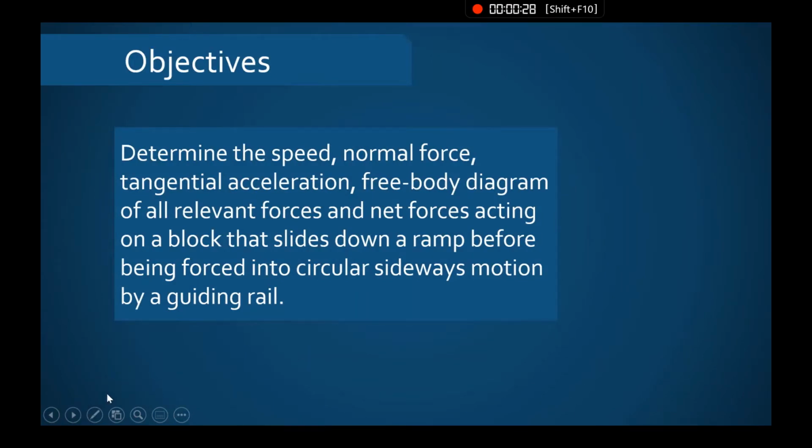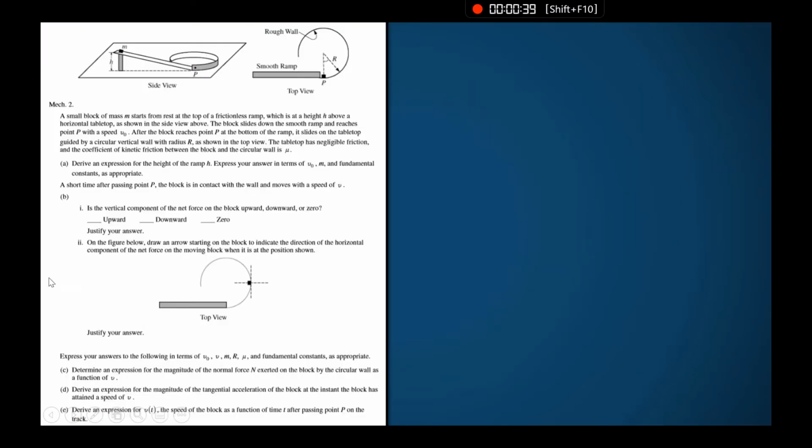So the objective is to determine the speed, normal force, tangential acceleration, free body diagram, and all relevant forces and net forces acting on a block that slides down a ramp before being forced into circular sideways motion by a guiding rail, which looks like this. So we've got our ramp and a guiding rail. This is a little bit small. Can you still see? Okay.